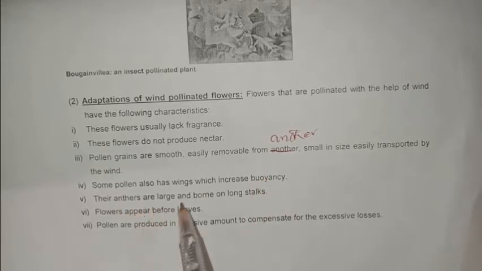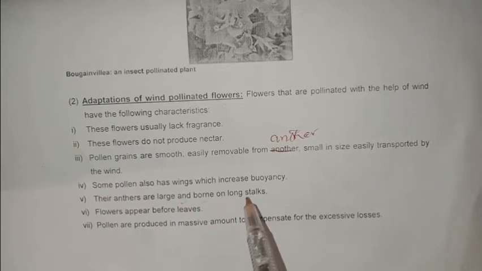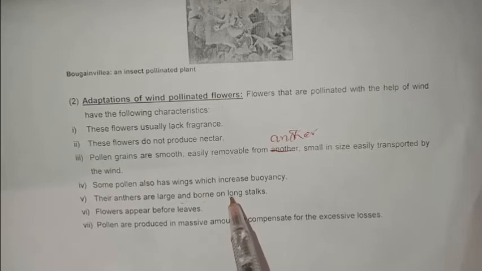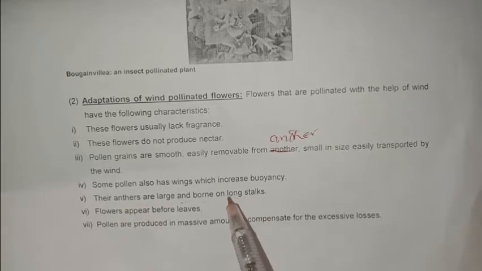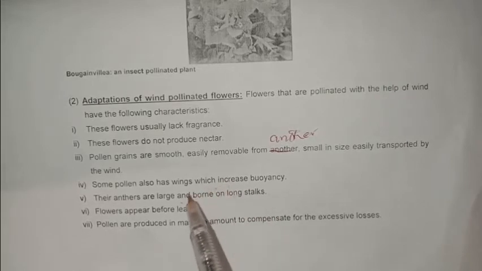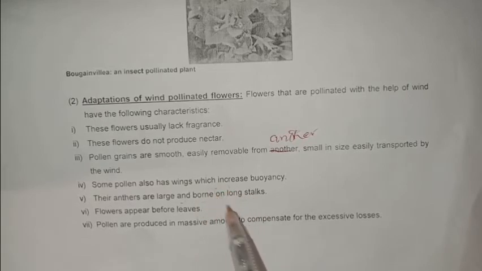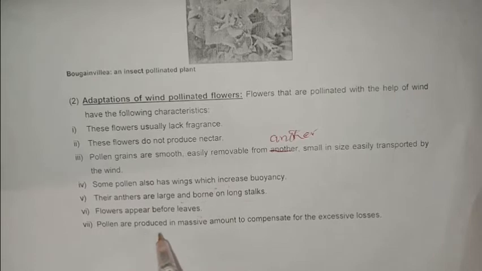Their anthers are large and borne on a large stalk. The stalk or the filament of the stamen is long and bears a large anther. Flowers appear before leaves. Pollen is produced in massive amounts, or large quantity, to compensate for the excessive loss.